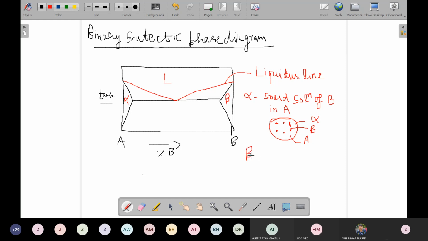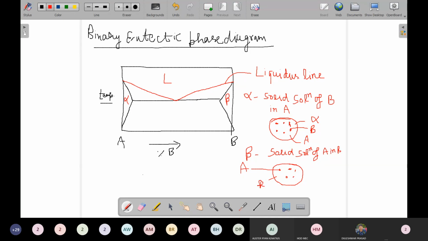Similarly, beta is the reverse. Beta is the solid solution of A in B, of A in B. It means if this is your beta, A will be present in a small amount and the rest will be B. So this is A and the rest other is B. So here in the beta phase, sorry.